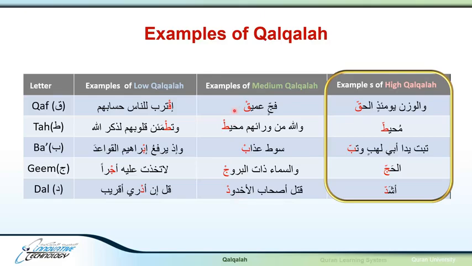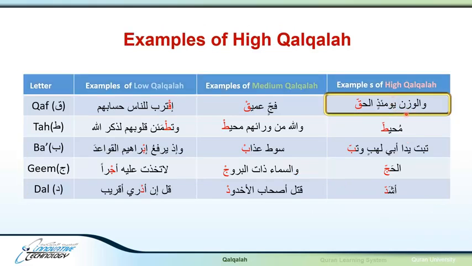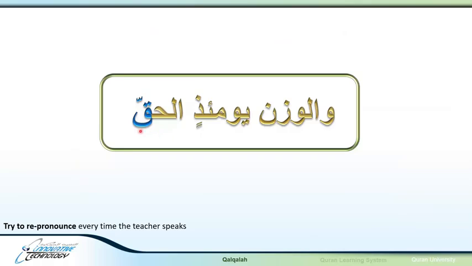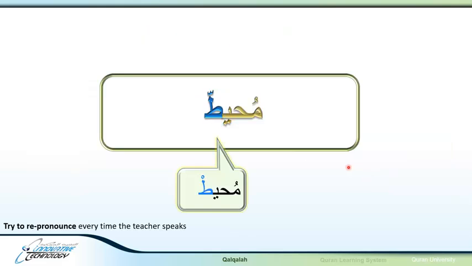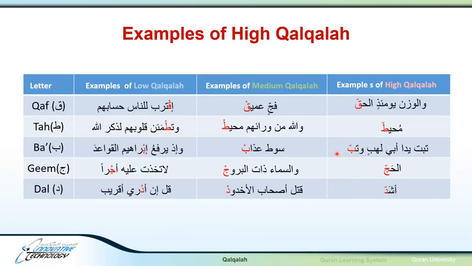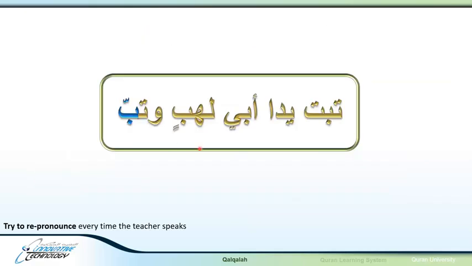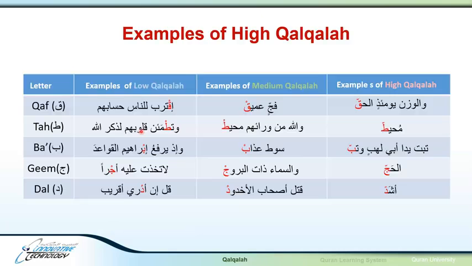Now we're moving to the high qalqala, and the difference between it and the medium is that the medium had a sukoon at the end, while these ones have a shadda. Start with والوزن يومئذ الحق. As we see, the qaf here has a shadda. So when you say الحق, والوزن يومئذ الحق. Next example, وتب. تبت يدا أبي لهب وتب. The ba has a shadda. وتب.